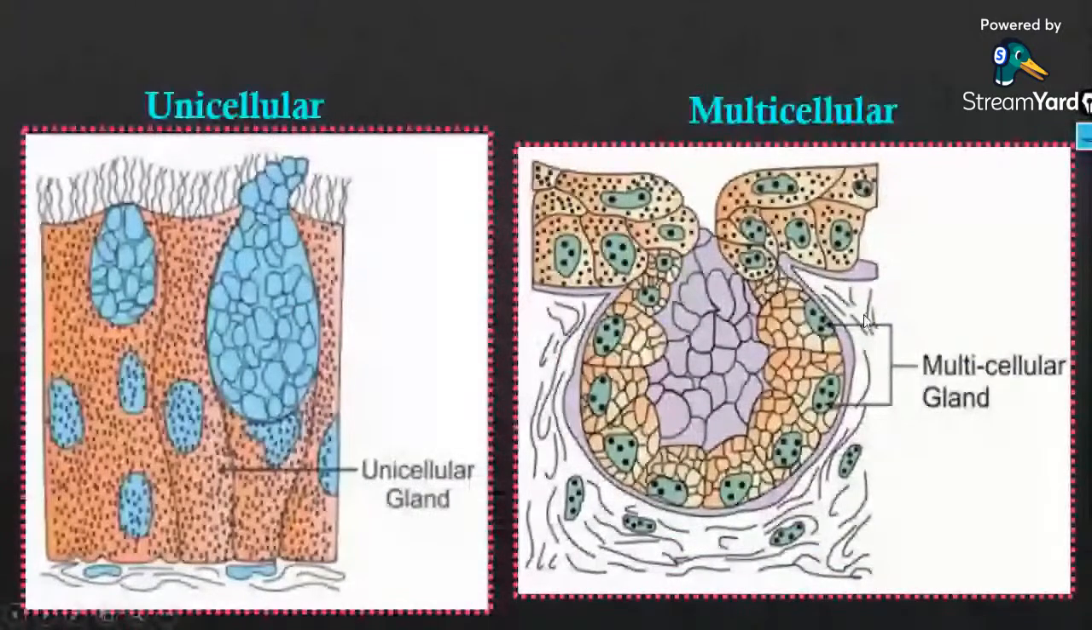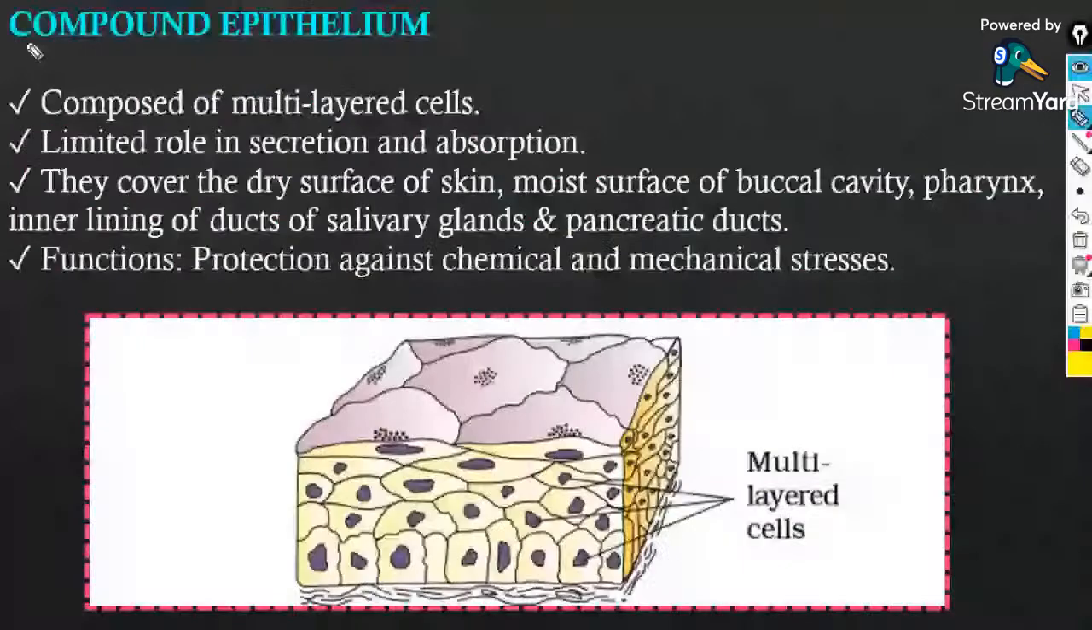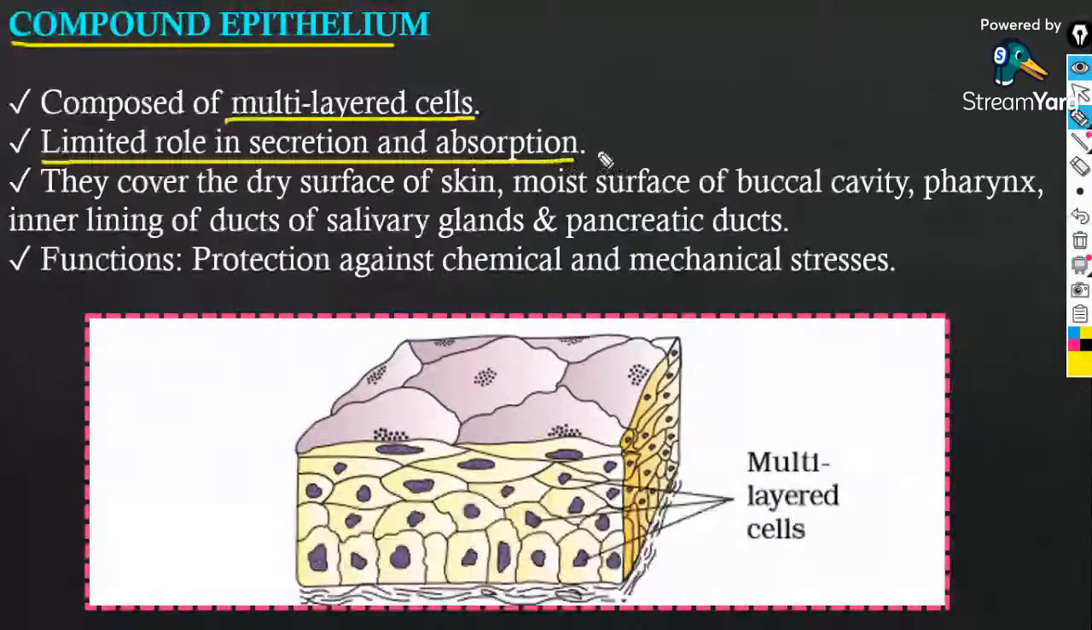Moving on to the next type of epithelium, that is compound epithelium. It is composed of multi-layered cells. It has limited role in secretion and absorption. Very, very important point, for this is a previous year NEET MCQ question. They have given you this diagram.